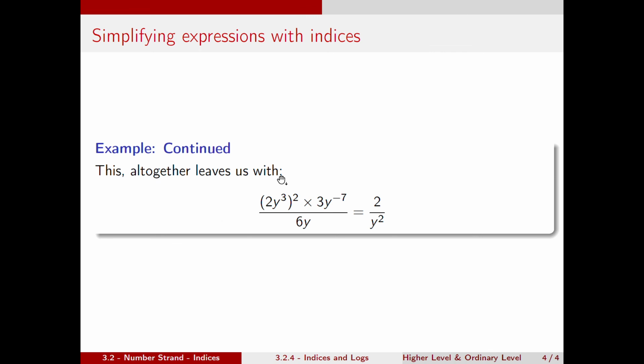So altogether what we've done is started with the mouthful expression of (2y cubed) all squared times 3y to the power of minus 7 all over 6y. We have taken this line by line and in each line, term by term, to simplify it as much as we can, and this whole fraction actually only reads as 2 over y squared.